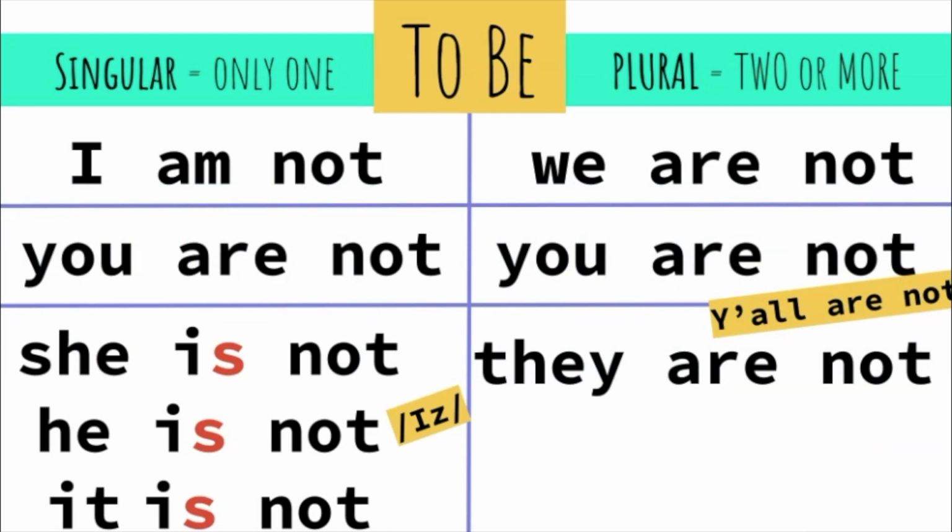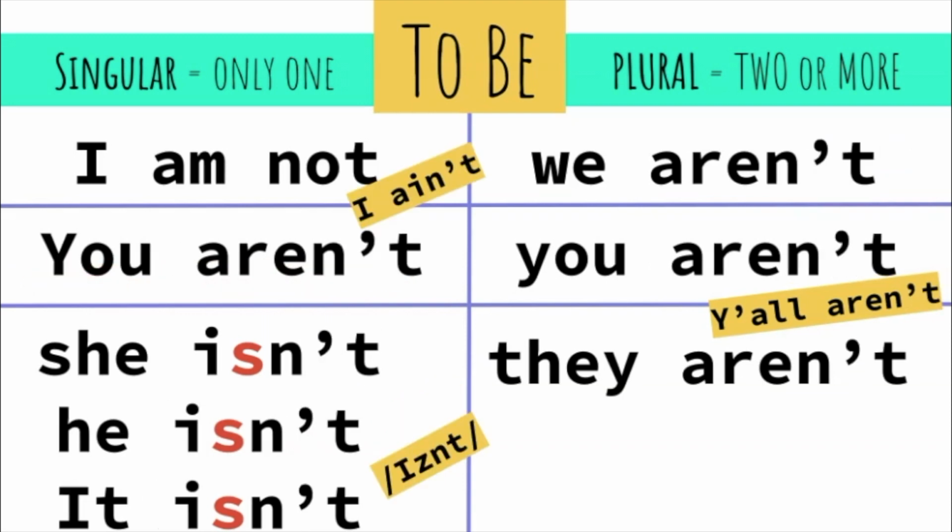Okay, there's also one more way we can make contractions using the word to be. Instead of contracting the first two, you are not, you're not, this time we combine the second two: am not, are not, is not. So we get these variations. I am not, you aren't, she isn't, he isn't, it isn't, we aren't, you aren't, they aren't.